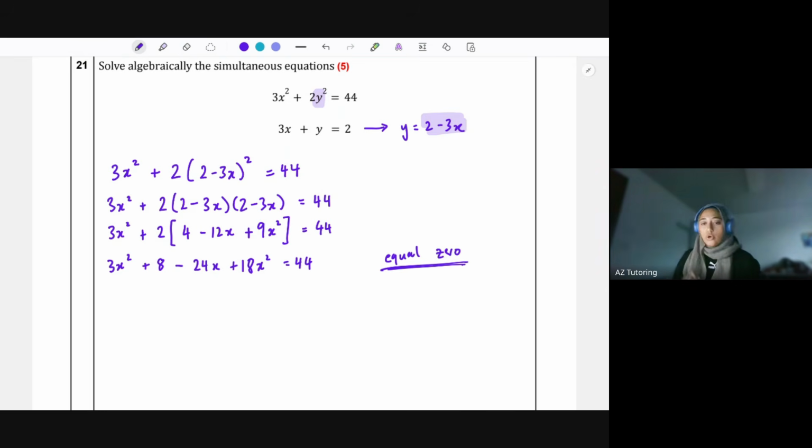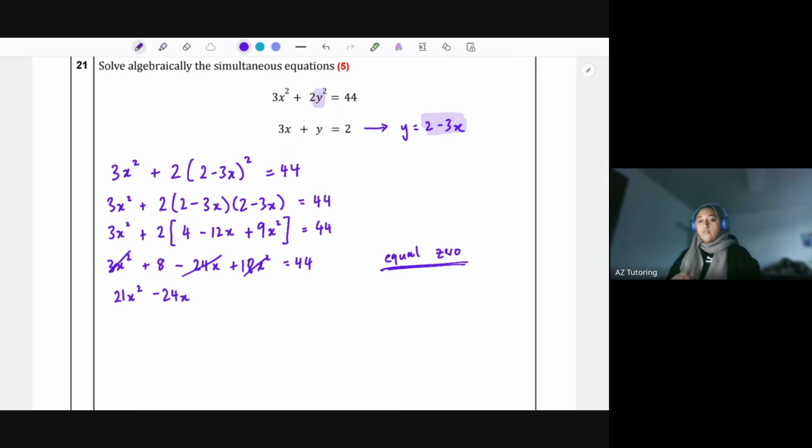That's just standard rule. You always make it equal to 0 and solve it that way. So let's simplify and bring everything over to the left-hand side. So 3x squared plus 18x squared gives me 21x squared. Dealt with that. Just going to cross it along the way. I've got minus 24x. I want my x's next, so I've done that. And I want all my numbers there as well.